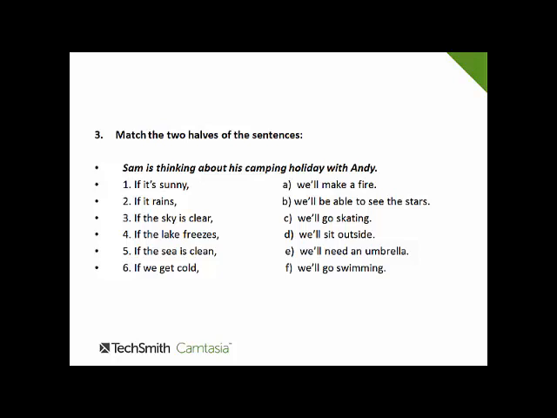Number 3. Match the two halves of the sentences. On the left, you have conditions, and on the right, you have possible results. So let's take an example. If it rains, so what do you think? If it rains, we will go swimming. Do you think this is the appropriate answer? Well, it does not sound right. So the appropriate choice is we will need an umbrella. If it rains, we will need an umbrella.